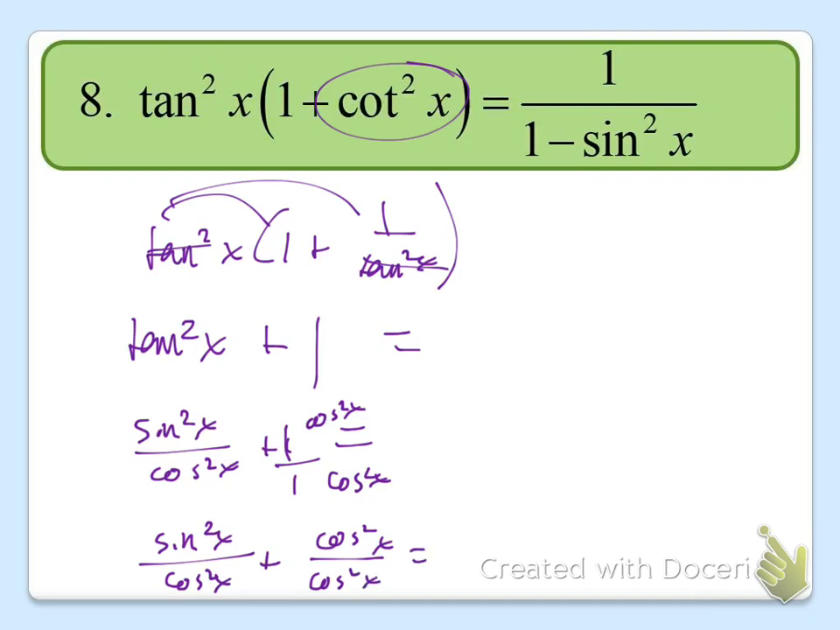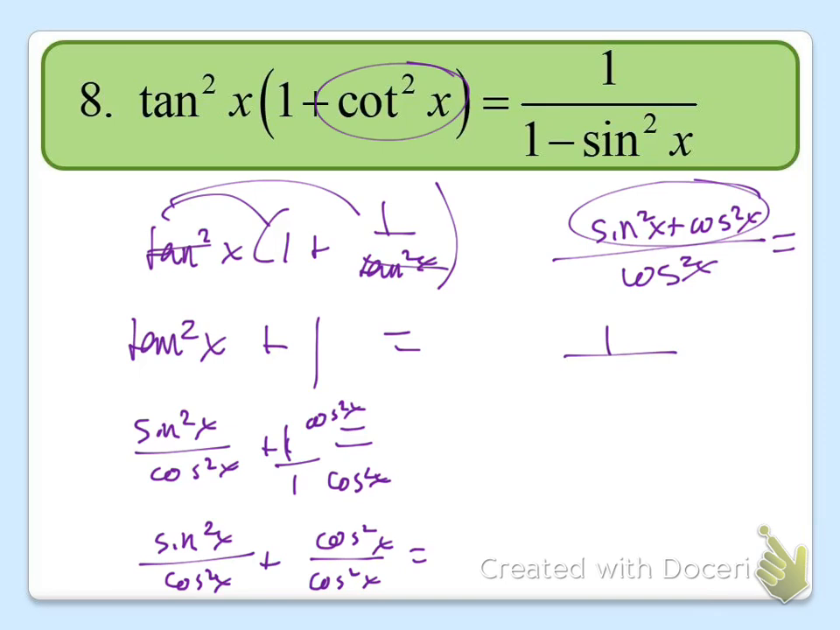Now I do that so that I can actually combine those two fractions. And so we're going to get sine squared plus cosine squared over cosine squared. And we're supposed to make it look like 1 over 1 minus sine squared x. Now, we're getting closer because this numerator is a 1. That's an identity.